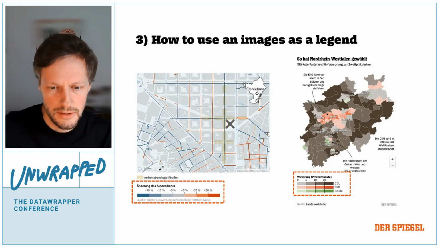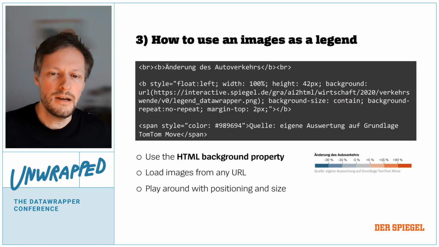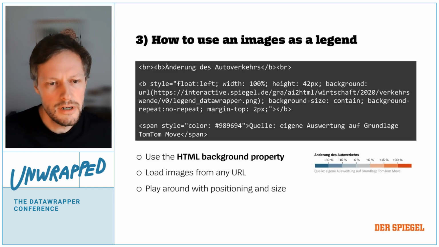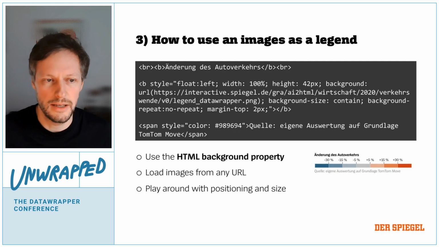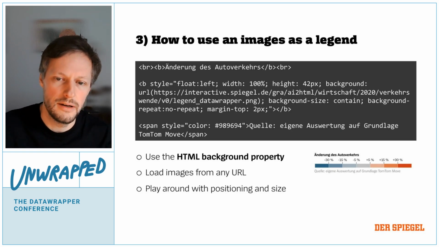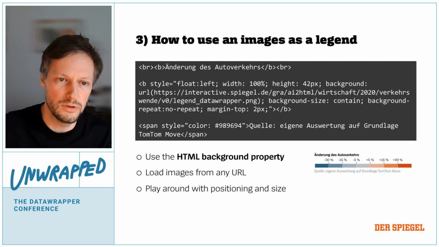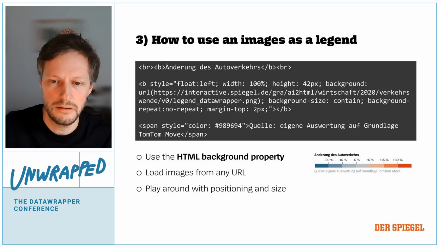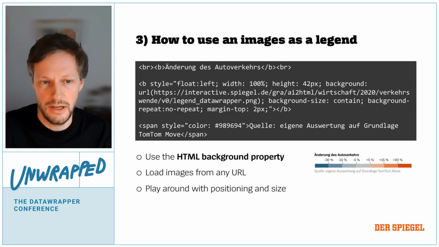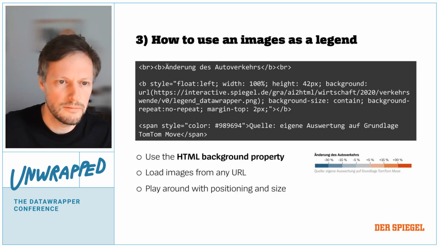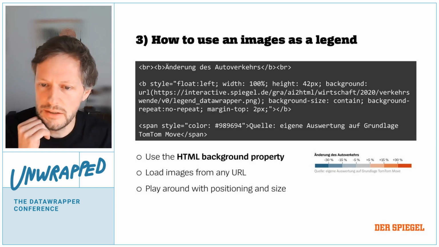How do we do that? Again, here's the code. What we are doing here is using HTML again, and in this case the HTML background property. To explain everything that's part of the legend, it just starts with a bold text. The bold text is the heading of the legend. Then there's another HTML block, which could be a div as well. I don't know why I did use a b tag in this case.